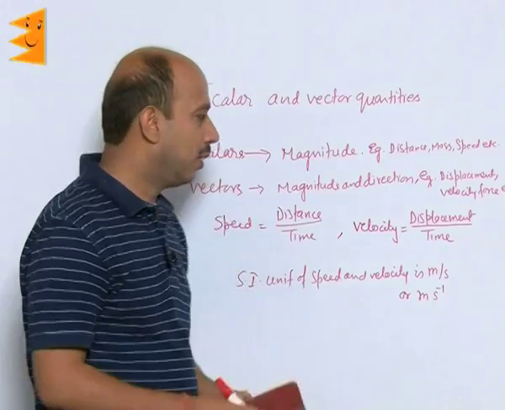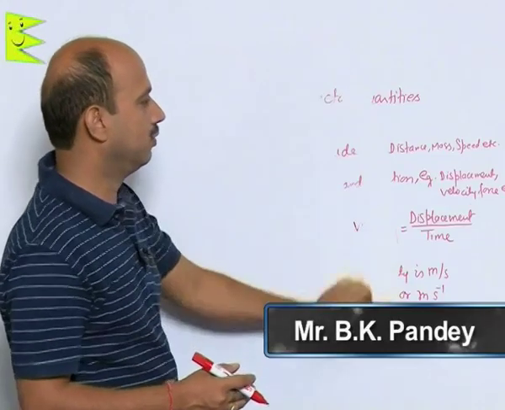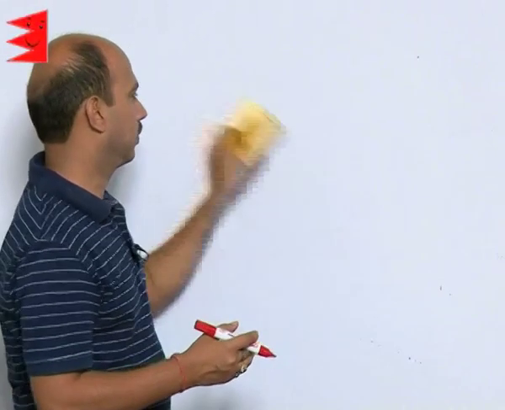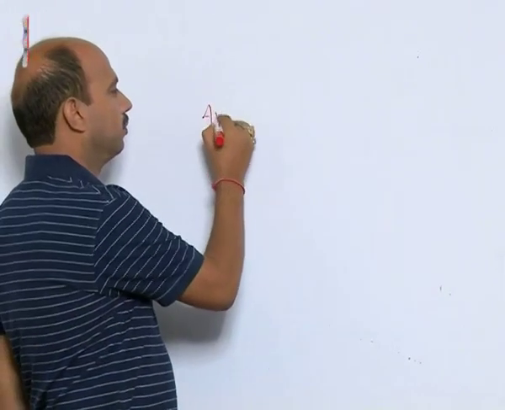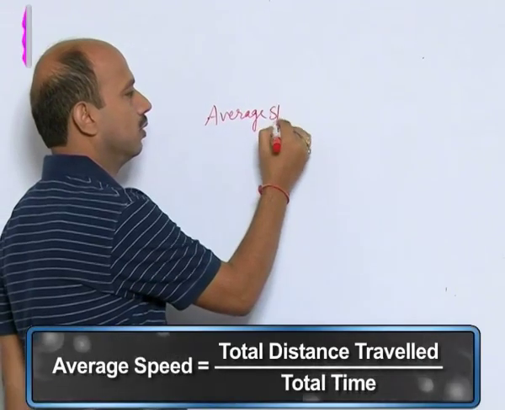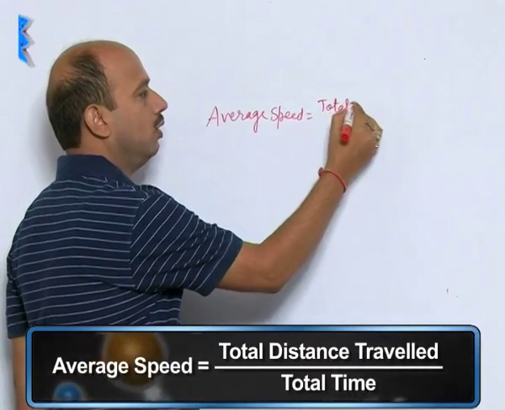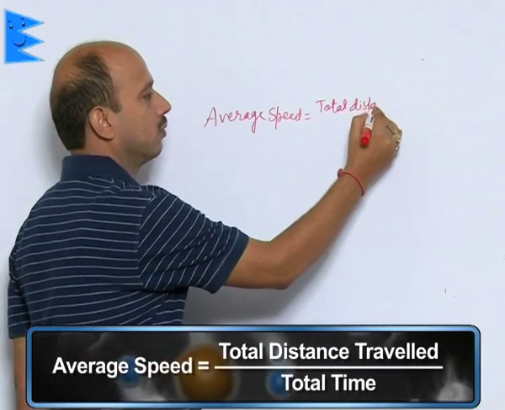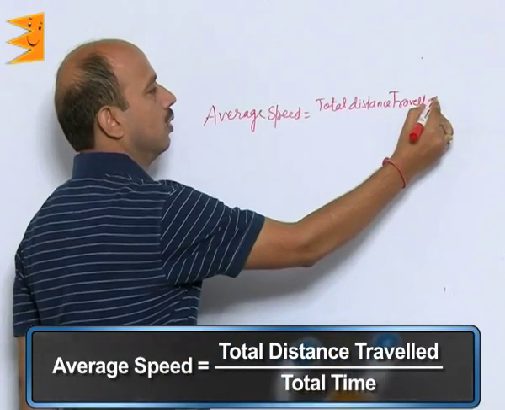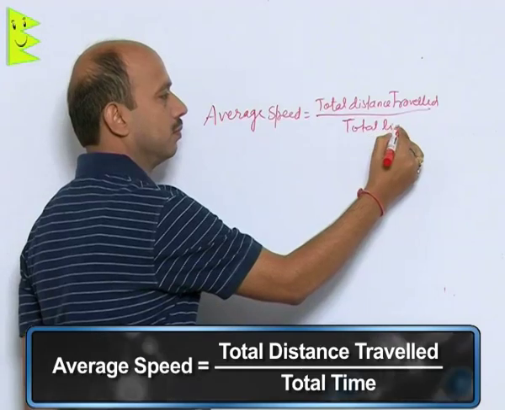Now, we will see average speed and average velocity. So, average speed is equal to total distance travelled divided by total time taken.